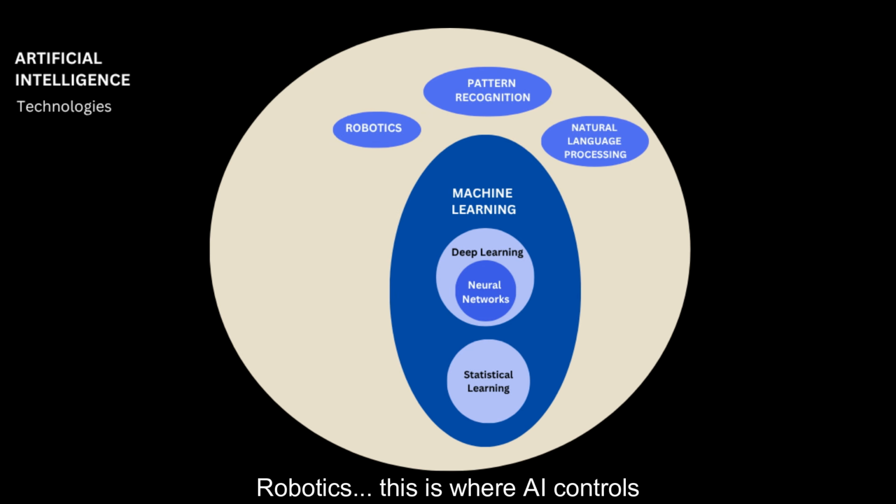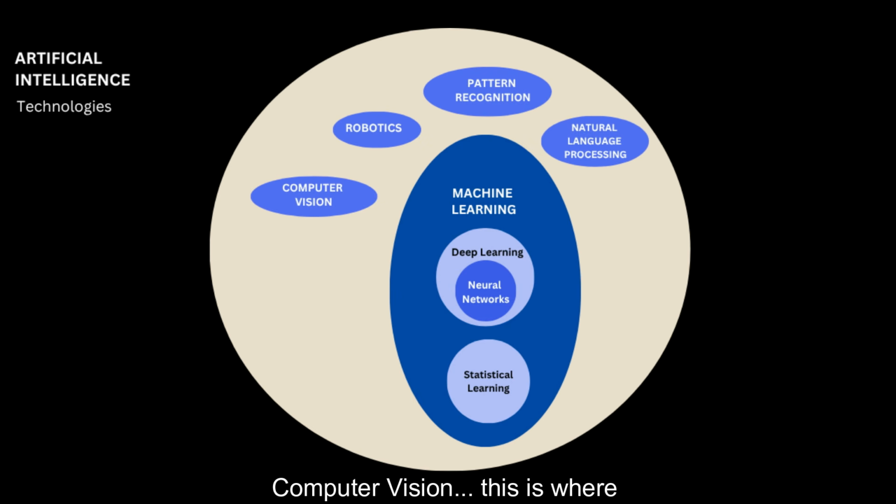Robotics, this is where AI controls machines that interact with the real world. So this might be industrial robots, or as we've seen lately, the rise of robotic assistants. Computer vision, this is where AI sees and interprets images and videos. And some examples of this might be medical imaging, self-driving cars, security cameras, and phone unlocking upon face recognition.